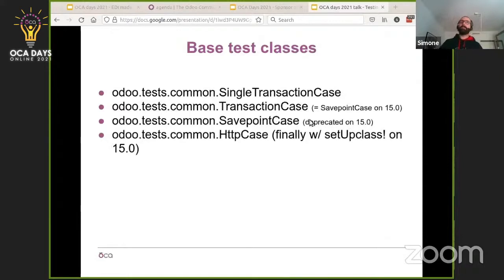So, a quick panorama of the test classes that we have in Odoo. SingleTransactionCase is a test case in which all the test methods are run in the same transaction. The transaction starts on the first test running, and is rolled back only when the last test in that suite ends.